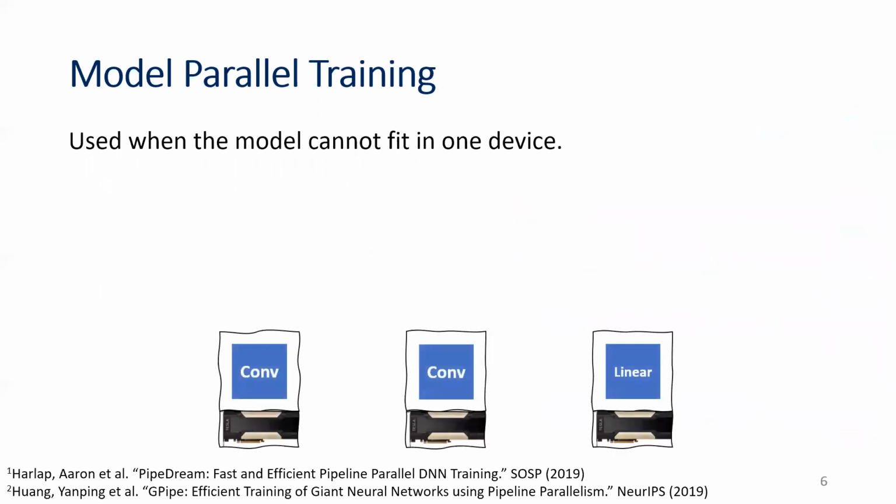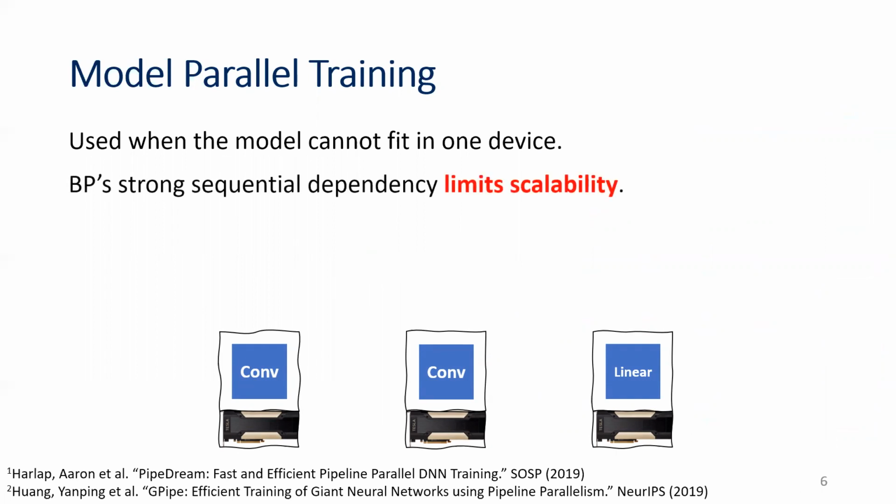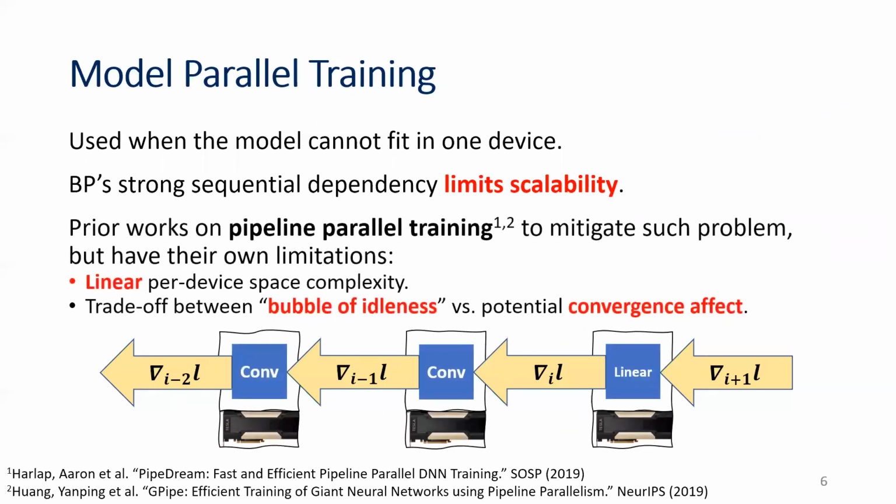Model parallel training essentially partitions the model and distributes the parts among devices. However, BP's strong sequential dependency would be problematic because one device must wait for the next one to finish processing the gradients. There are prior works on pipeline parallel training to mitigate such problem, and it even works practically up to a certain level. However, it has its own limitations nonetheless, which are linear per-device complexity and the trade-off between bubble of idleness and potential convergence effects.